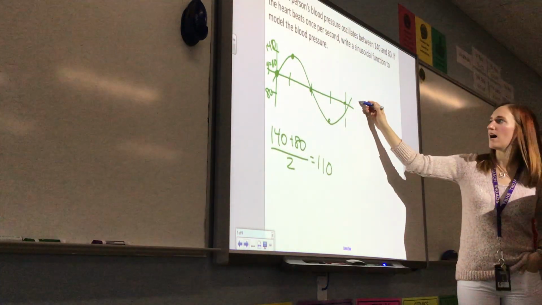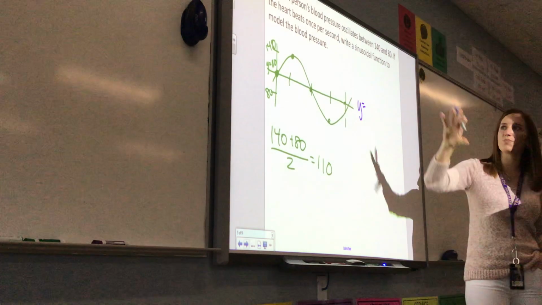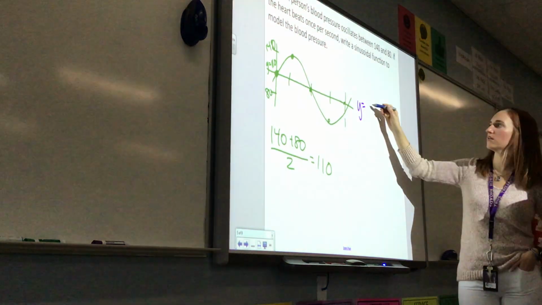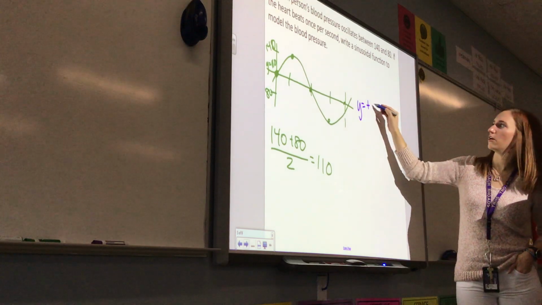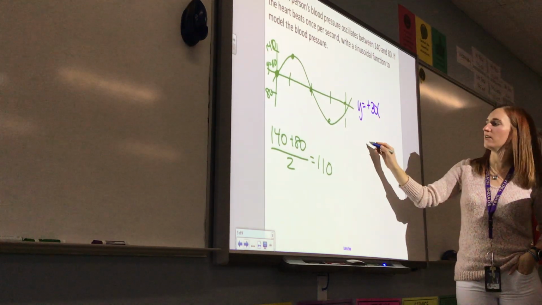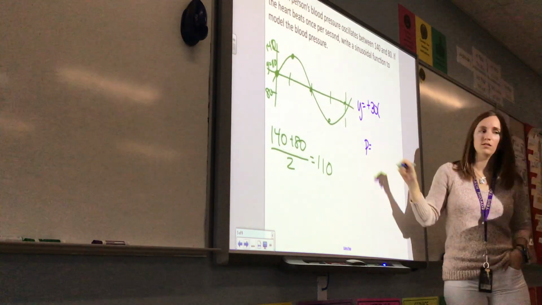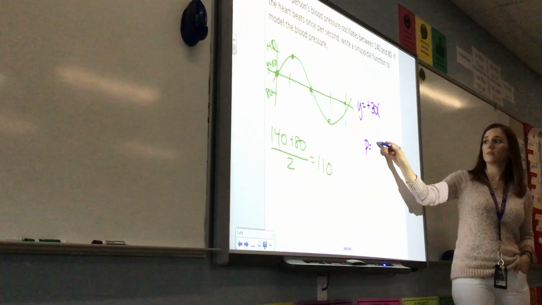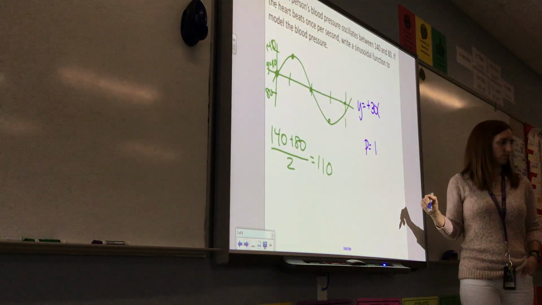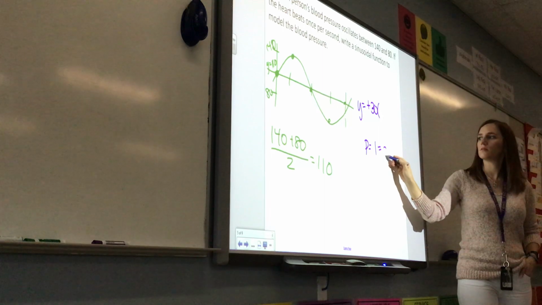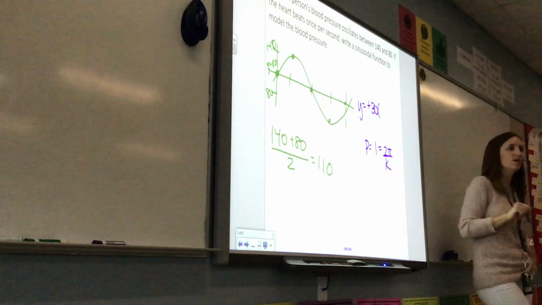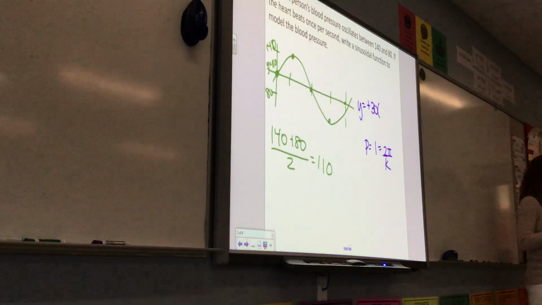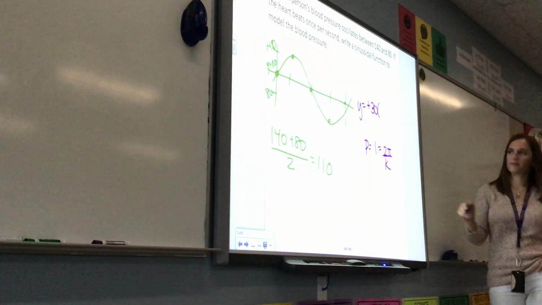Yeah, so y equals, is it positive or negative based on how I have drawn it? Good. 30 positive. What is my amplitude? 30. Good. My period was what again? 1. So what does that mean my k value is? 2 pi.